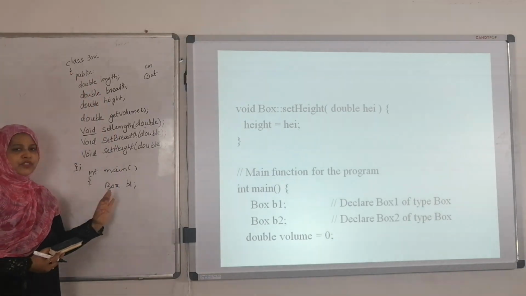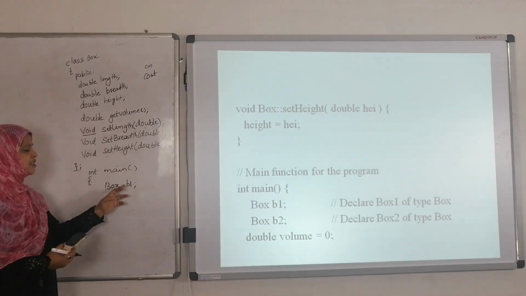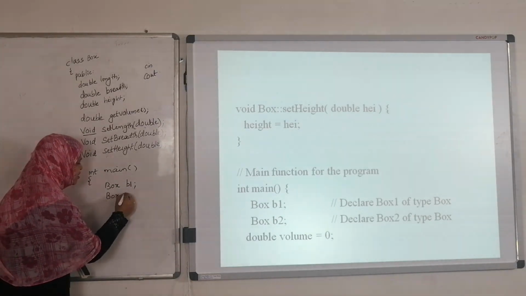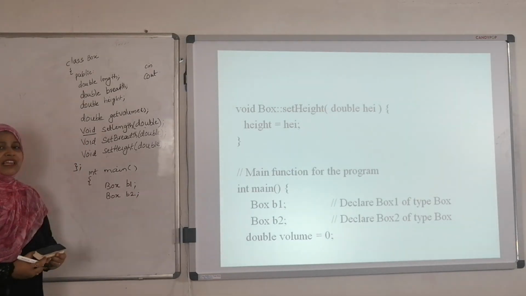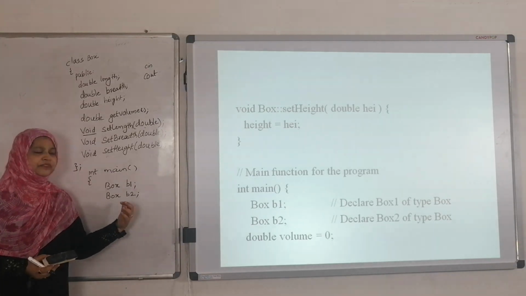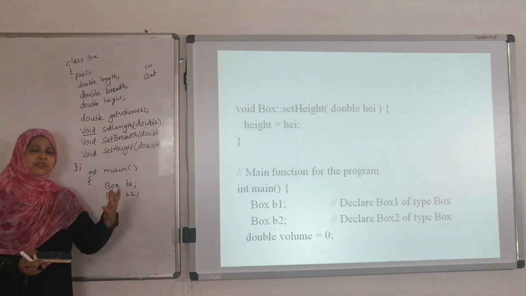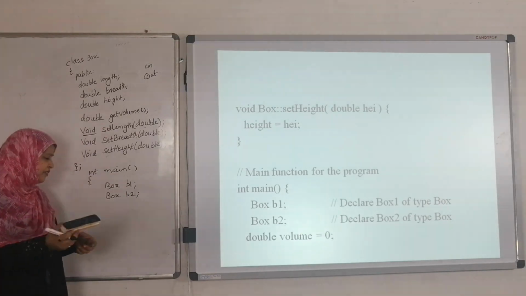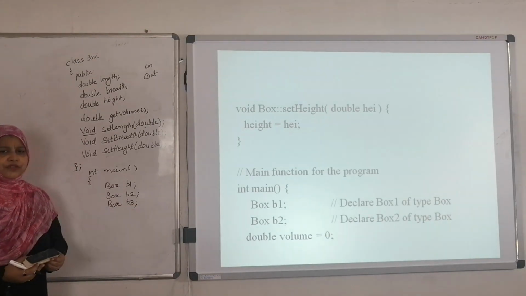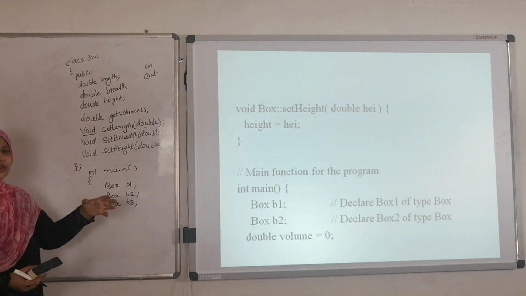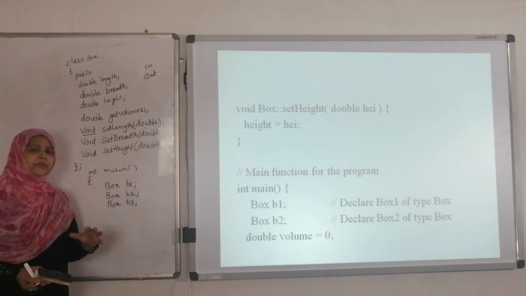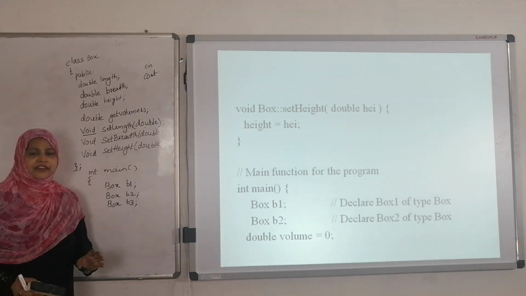It means the system is going to allocate the memory location for this B1. Here I can create one more box also, box B2. B2 is the second object, and for the second object the system is going to allocate some memory location. We can create box B3 also. Here the system is going to allocate memory location to the box B3 object also. We can create n number of objects for the same class.